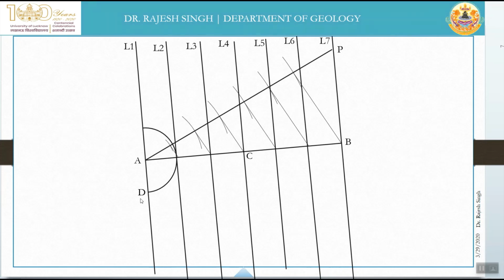Now join points C and D. This line CD will intersect line L3 at point E. Now draw a line parallel to AB passing through E, and the intersection of this line with L1 will be termed F.